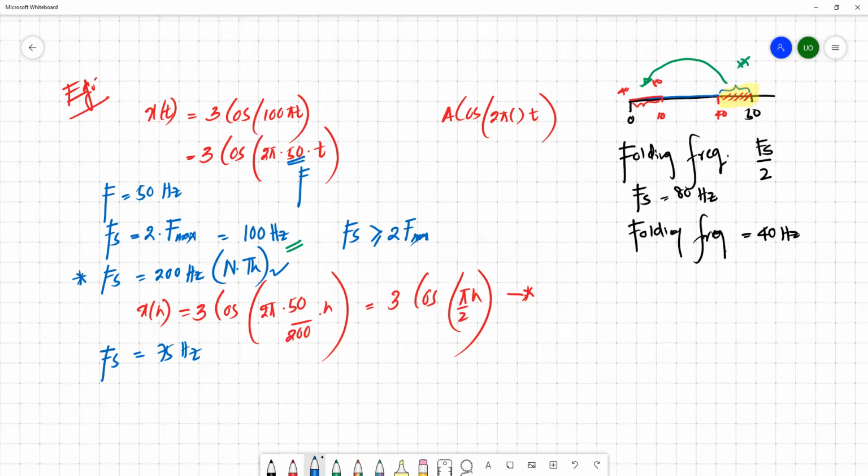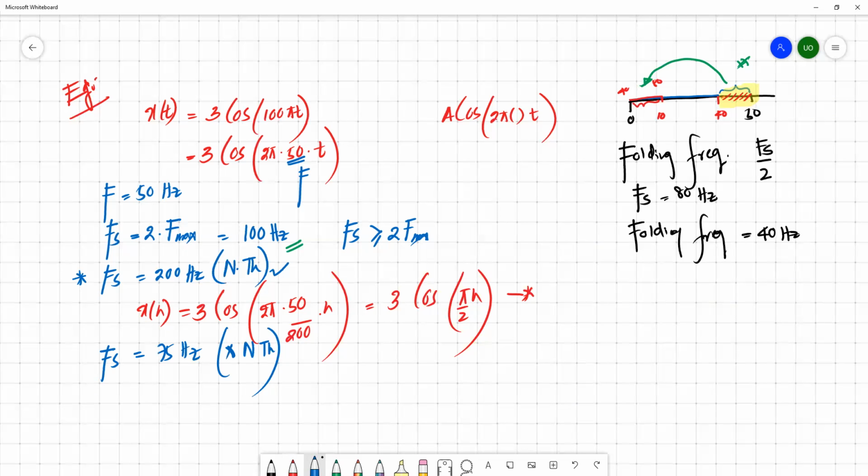But in this case, it's not satisfying the Nyquist or sampling theorem. So we select our sampling frequency as 75, which is less than 2 times 50 hertz. So what happens in this case?